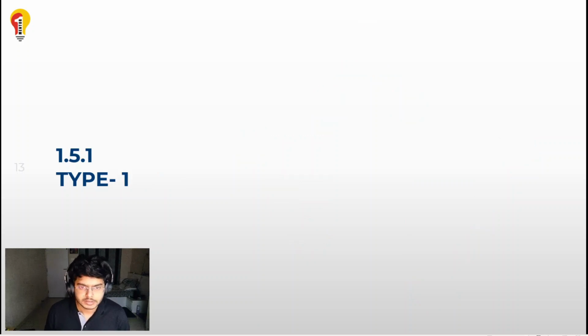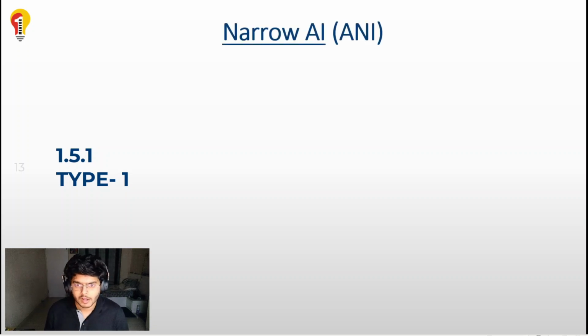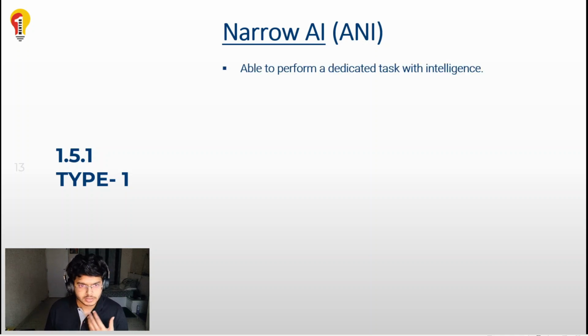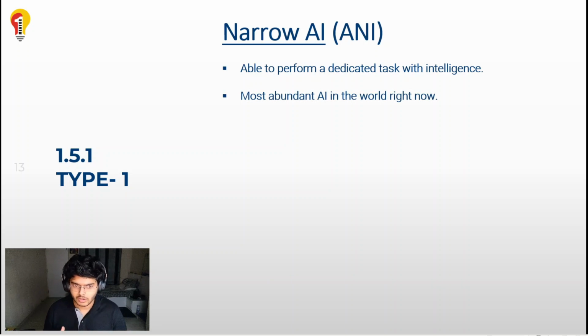First let's talk about type 1 AI, and we have narrow AI. This is also called artificial narrow intelligence. It is the type of AI which is able to perform a dedicated task with its intelligence. It is currently the most abundant AI in the world right now. All the AI that you perceive or see right now is covered under narrow AI, even these assistants and your smart chatbots.